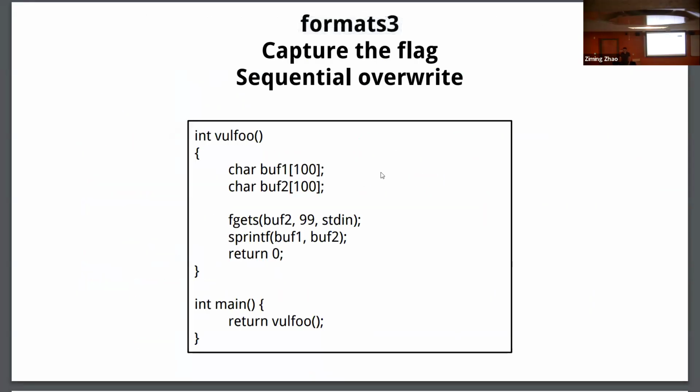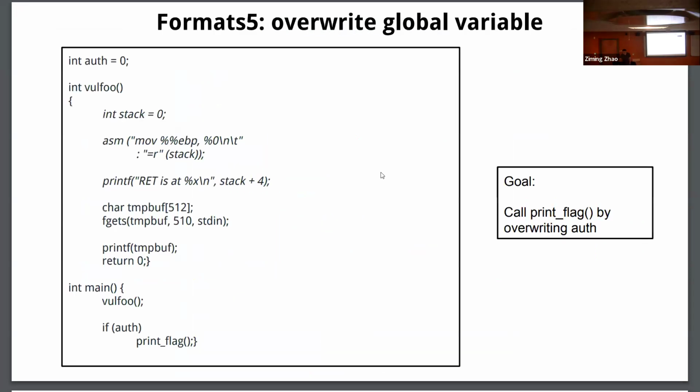So that is the first example. In this example, we're still exploiting a buffer overflow, which is a sequential override of buffer 1. So now we're going to do something different. We're going to overwrite global variables. We're going to overwrite some arbitrary address.